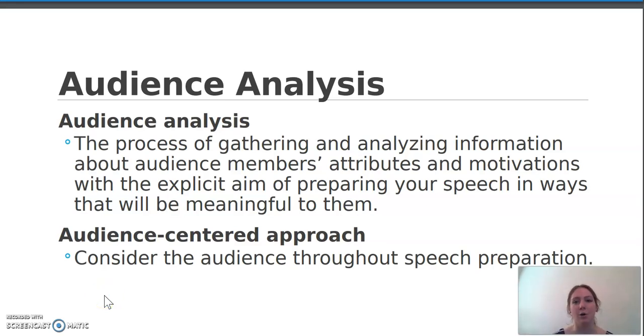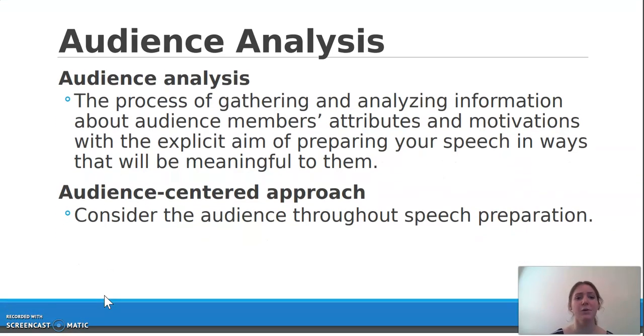Looking back at Aristotle, we have to have logos, pathos, and ethos. And in order to have that ethos or that credibility for you as a speaker, your audience has to see you that way. And in order to see you that way, you use arguments with logos and you use pathos to deliver that argument. That way, they feel the emotion of the speech and you know how to reach them emotionally.